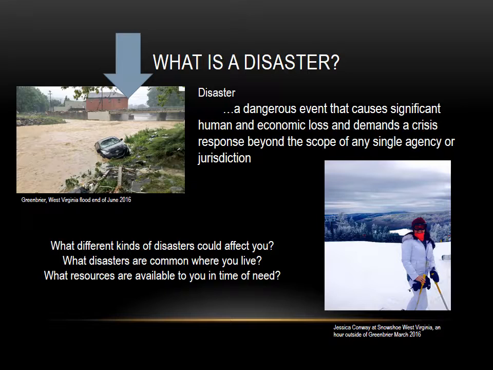across the entire state. In contrast, we see a picture here on the right, which is actually myself. I was vacationing in West Virginia, just about an hour north of where this flood took place. So you can see the contrast between the two and how much devastation a flood can really entail.